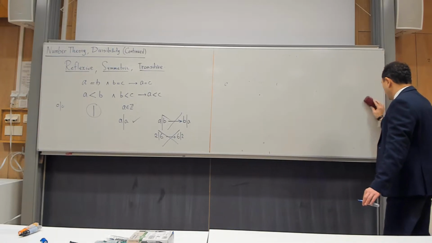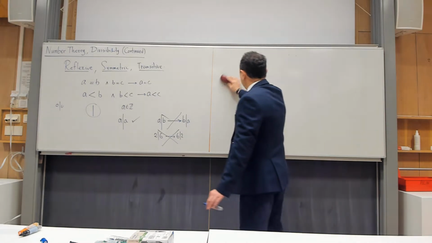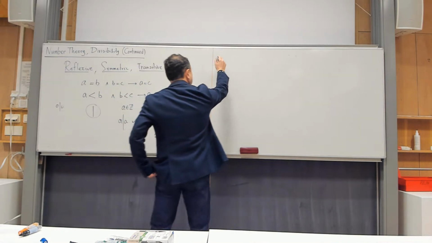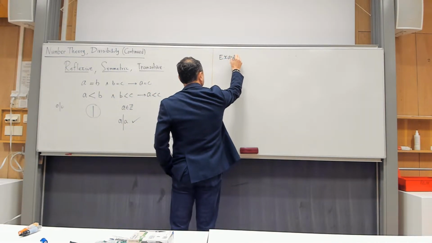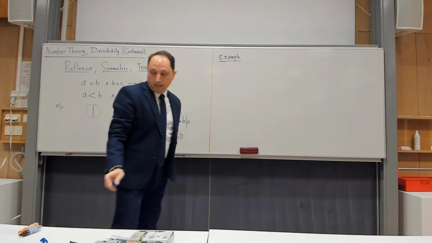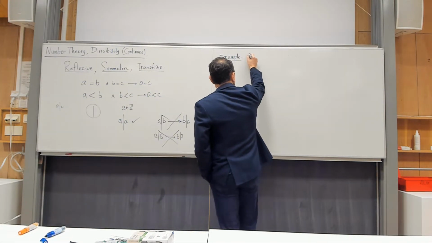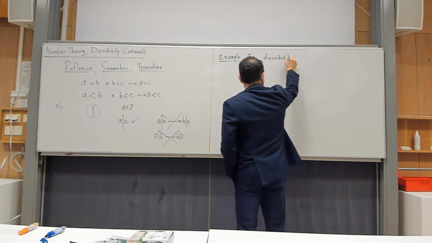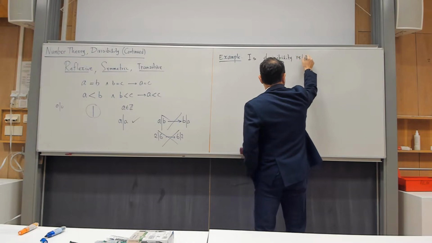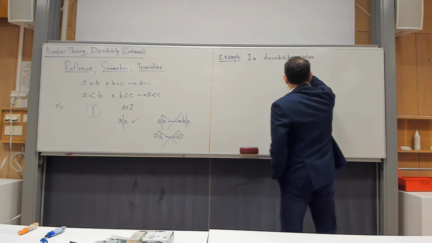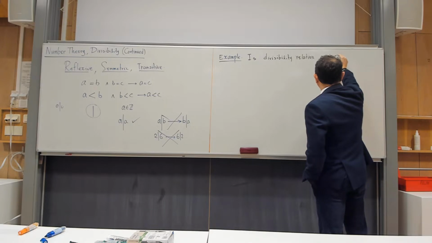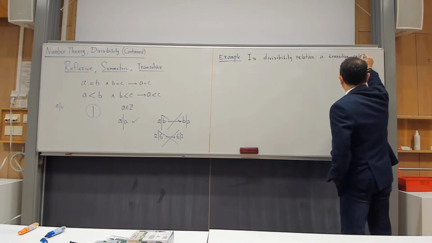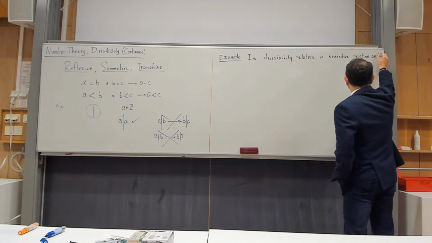So what does it mean? If I want to translate this question, let me write a title for the question. So example: is the divisibility relation a transitive relation on the set of integers?